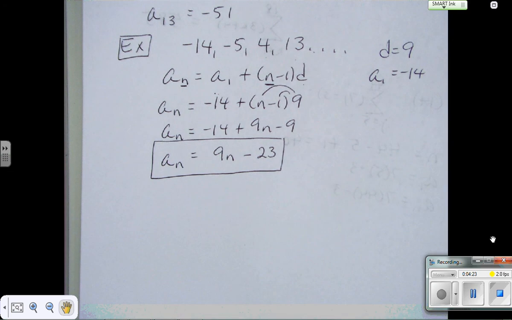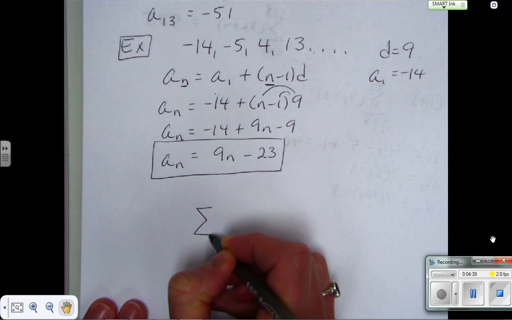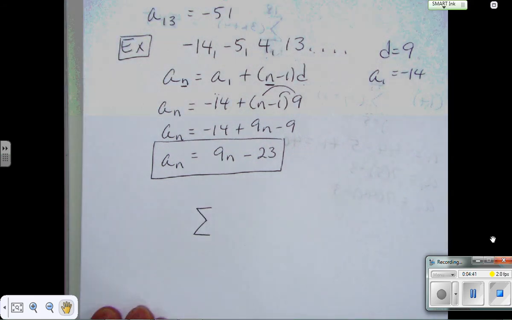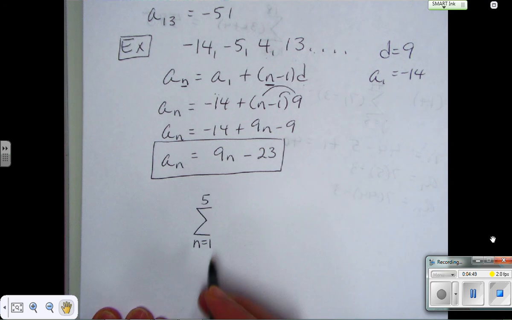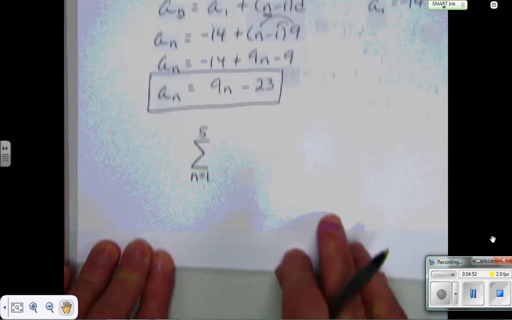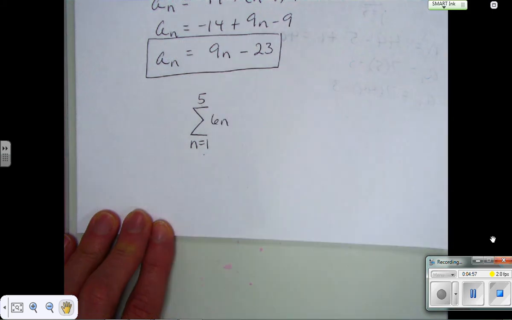Okay, let's look on the other side, page 12 of your worksheet. Arithmetic series. A shorthand notation for representing a series makes use of the Greek letter sigma. Sigma notation for the series 6 plus 12 plus 18 plus 24 plus 30 is the sigma with n equals 1 on the bottom, the number 5 on the top, and then it gives you the function 6n.